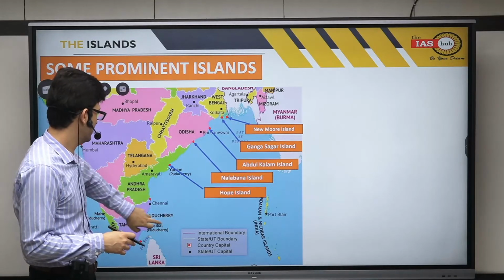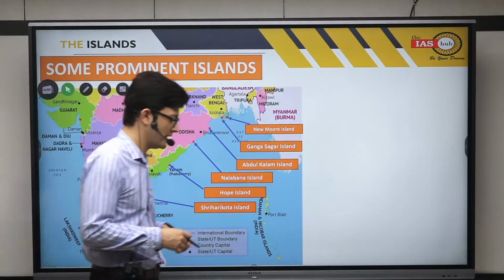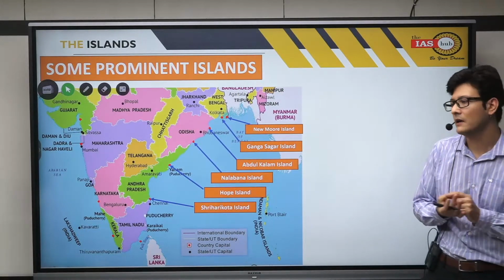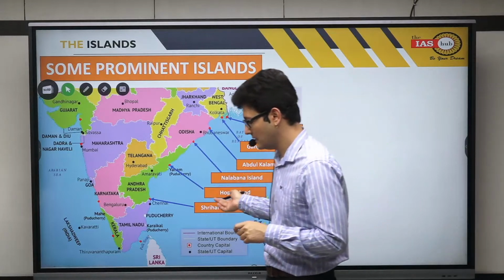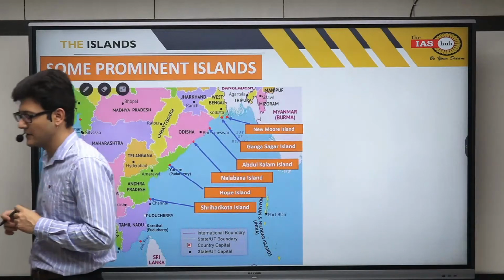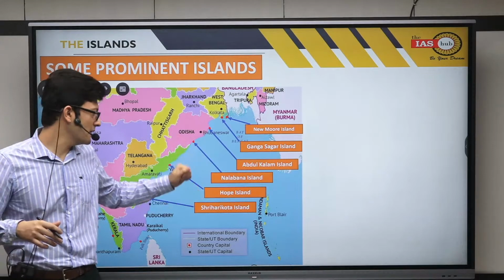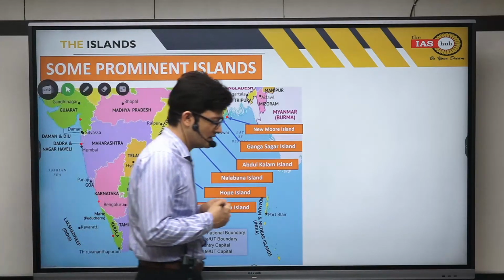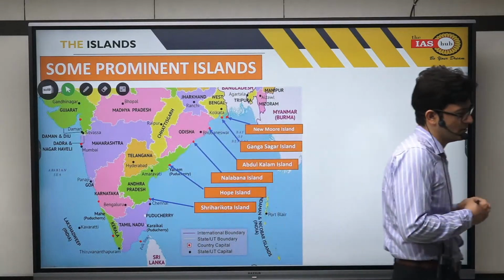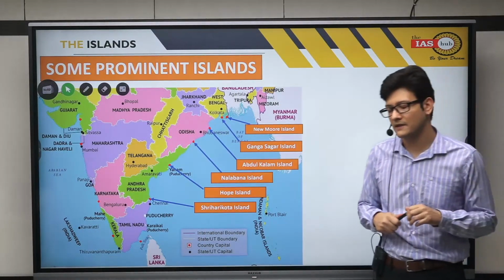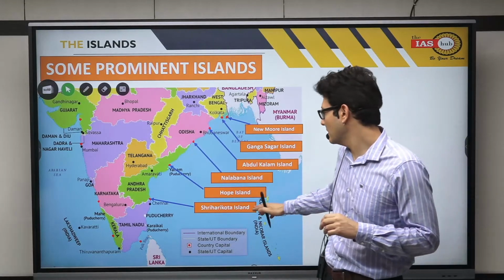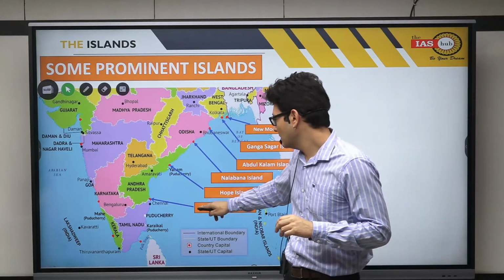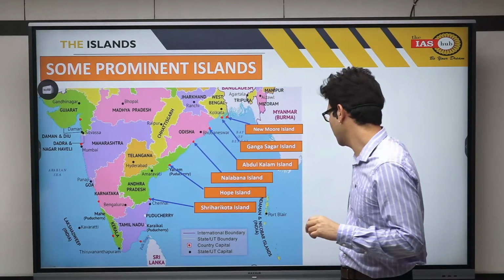Then after that we have Sriharikota Island. Sriharikota Island is located in Pulicat Lake, the famous Pulicat Lake which we have discussed, which lies between Andhra Pradesh and Tamil Nadu. At Sriharikota we have the Missile Launching Center. The Satish Dhawan Space Center is located here, and many of the satellites are launched from this location, Sriharikota.